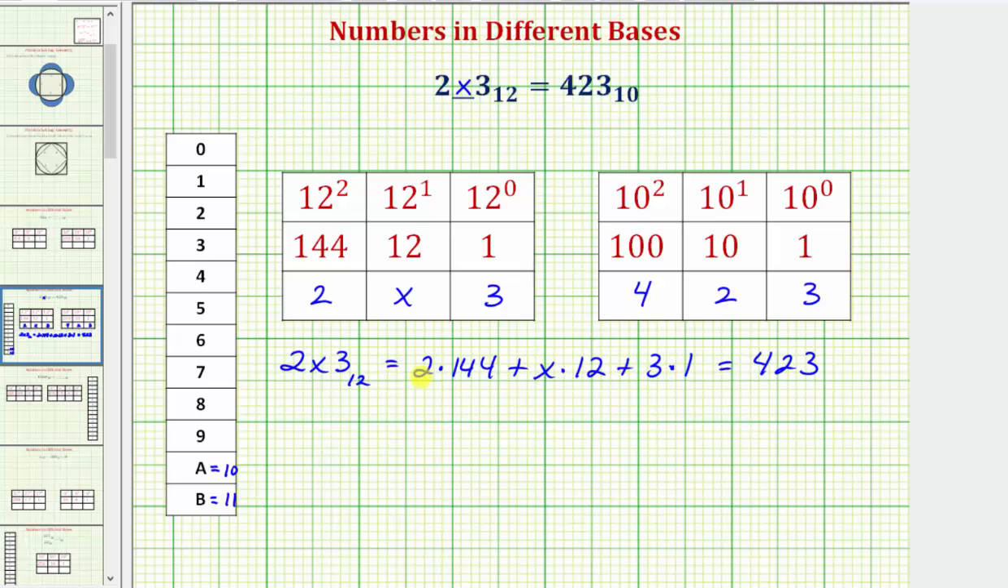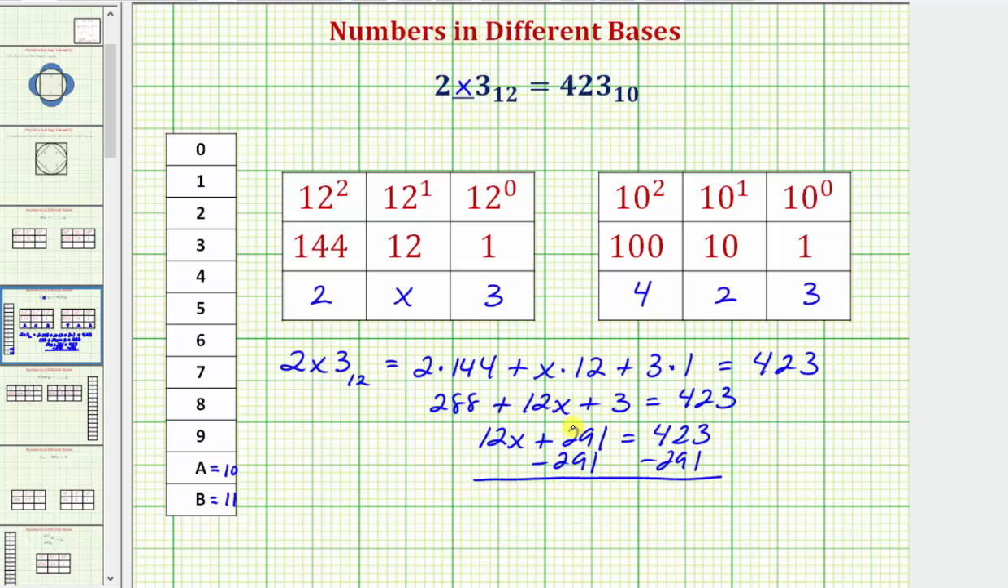So let's first simplify the left side. 2 times 144 is equal to 288 plus x times 12 is 12x plus 3 times 1 is 3 equals 423. Combine the like terms on the left side, we have 12x plus 288 plus 3 is equal to 291. And now solving this two-step equation, we'll subtract 291 on both sides. Simplifying, this would be 0, so we have 12x equals, this difference is 132. And solving for x, we divide both sides by 12. And we have x equals 11.